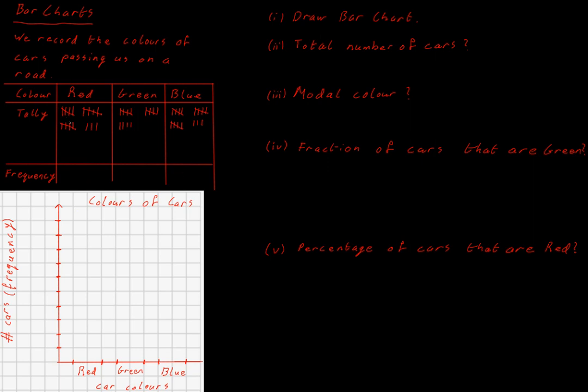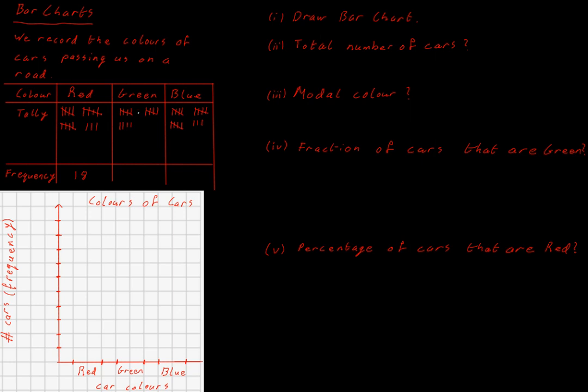So we know that tallies give us bundles of 5, and it's an awful lot more convenient for counting up numbers when we're doing an experiment. So we have 5, 5, 5, and 3. So we have 5, 10, 15, and 18 red cars in total. So 18 red cars passed us while we were doing the experiment.